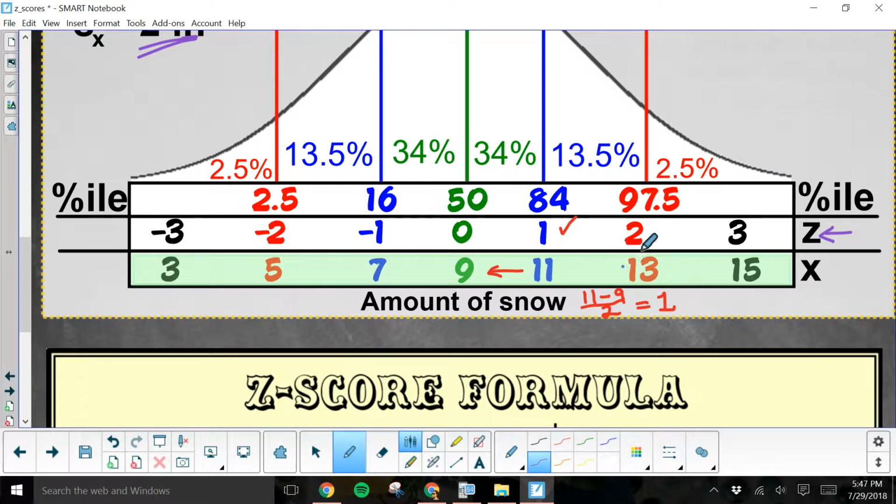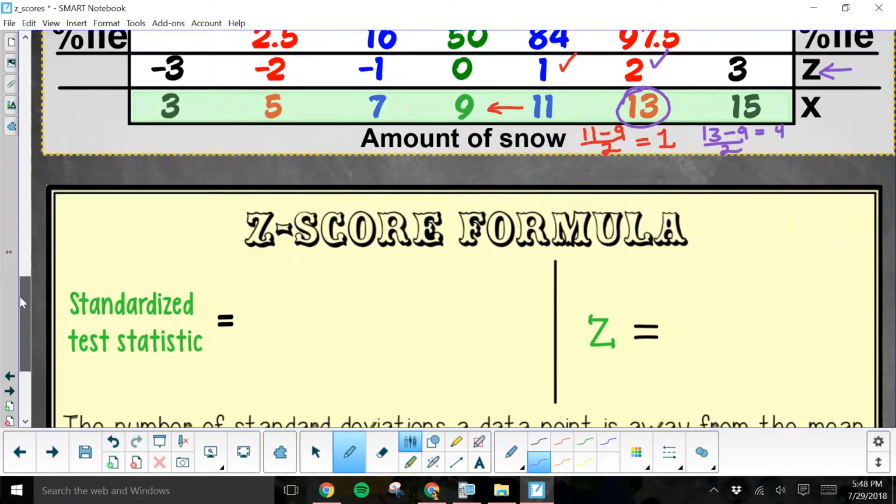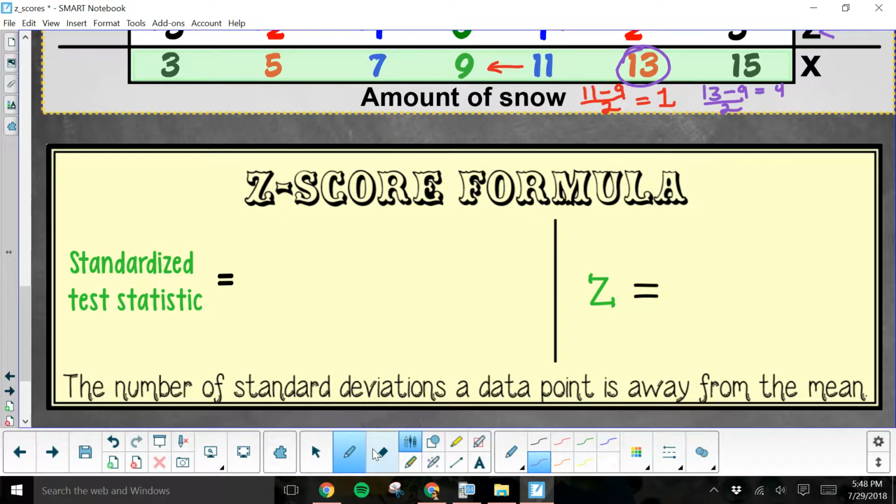Let's try the same formula with 13. How far away is that from the mean? Well, that's 13 minus 9, which is 4. How many standard deviations is that? Well, I know the standard deviation is 2. Oh, look at that. It's 2 standard deviations away. Congratulations, that's the formula for z-scores.